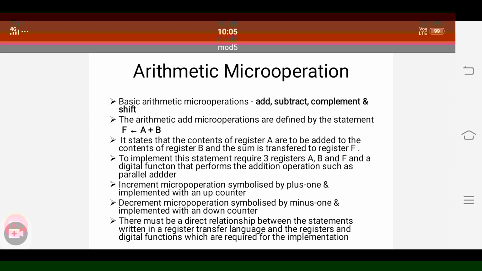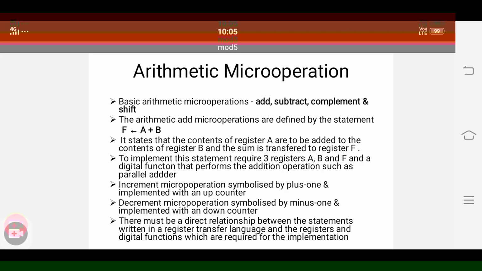Consider an example, F equal to A plus B. It is an arithmetic add operation, and the meaning of this operation is that the content of register A is added with the content of register B, and the sum is stored in or transferred to register F. To implement this type of operation, we require three registers A, B and F, and a digital function that performs the addition operation, such as a parallel adder.